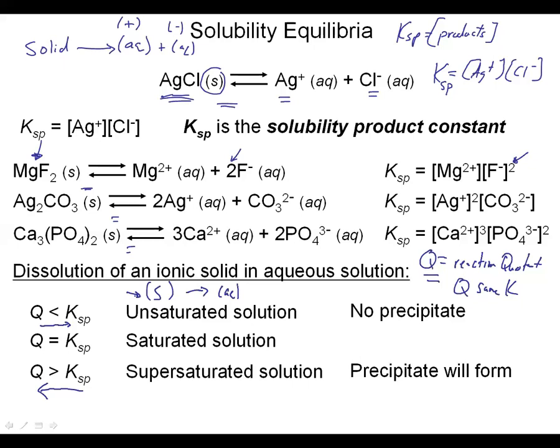So we could use Q, which is calculated the exact same way. We would take our products, and in this case none of our reactants because they're going to be solid, and we would compare it to the Ksp value, which you could find either on a table or it would be in the problem. And you can determine whether or not something will make a precipitate or not.